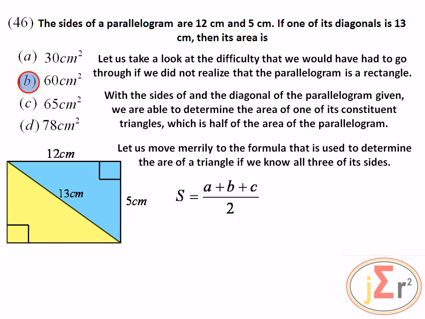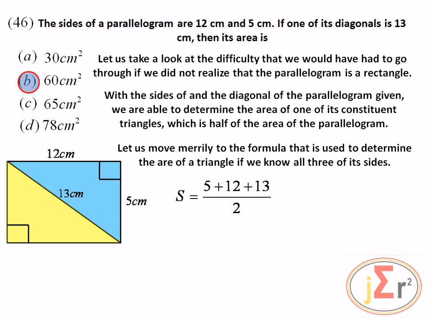S is equal to a plus b plus c divided by 2. We usually refer to that as the semi-perimeter. So we add all of the sides and divide by 2. The sides are 12, 5, and 13. So we are going to have 5, 12, 13, and we will divide by 2.